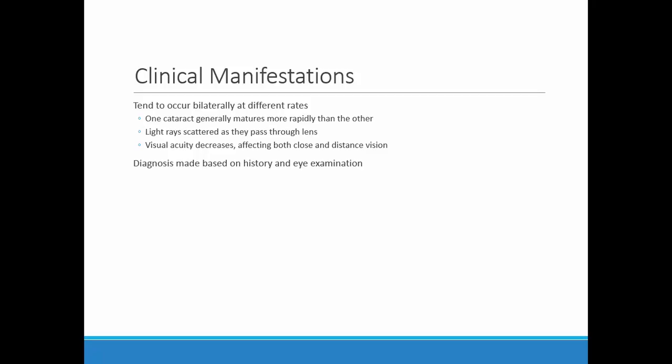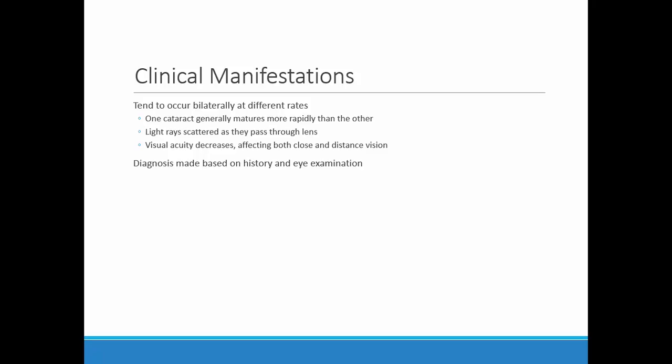Looking at your clinical manifestations, they tend to occur bilaterally at different rates unless it's related to eye trauma. Usually one cataract generally matures more rapidly than the other. Light rays are scattered as they pass through the lens. This causes them to complain of a glare. Cataract does interfere with light transmission through the lens. This causes the visual acuity to decrease. It affects both close and distant vision. A lot of times color discrimination is impaired, especially blue to the purple range. They may also have halos, diplopia, which is double vision, or photophobia.